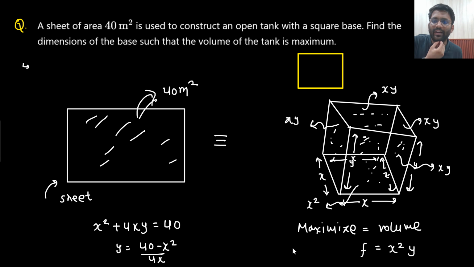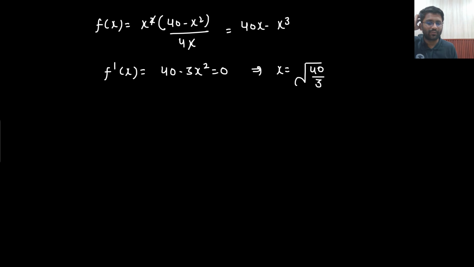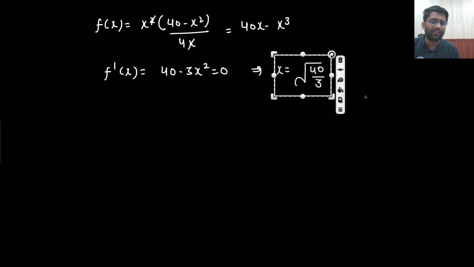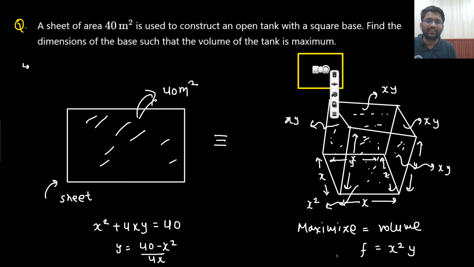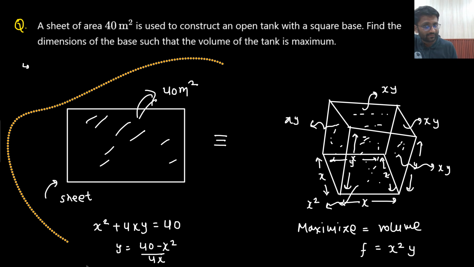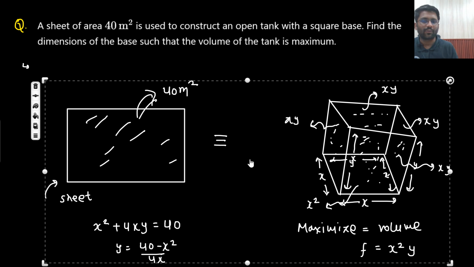Similarly, what we need to find out? Find the dimension of the base. So this is the dimension of the base. That's it. This is the answer. Here I would have just written the answer, which is the same only. Yes, under root 40 by 3. Understandable? So this is how we need to solve these kinds of problems.